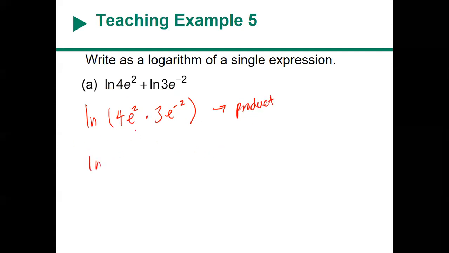So I have natural log of 12 and e squared times e to the negative 2 is what? E to the 0, right? Because when you are multiplying powers, that means you're adding them. And 2 plus negative 2 is 0.